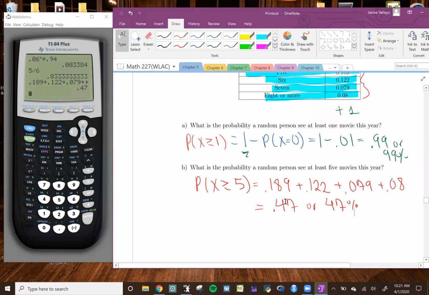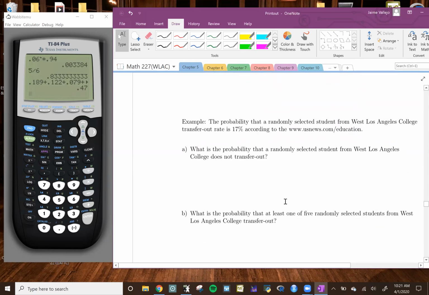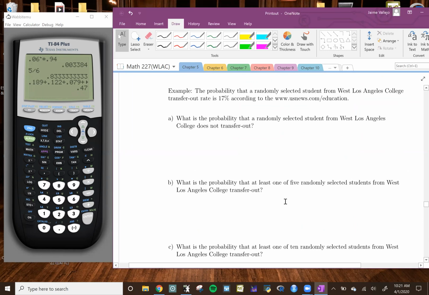All right, so let's scroll on down. Right now we're going to be mixing up 2 concepts that we already learned today. We're going to be using the multiplication rule, but we're also going to be using the at least rule that we just learned today. So we're going to be using both of those concepts for this next problem. All right, so let's do this next problem. It says the probability that a randomly selected student at West Los Angeles College transfers out rate is 17%.